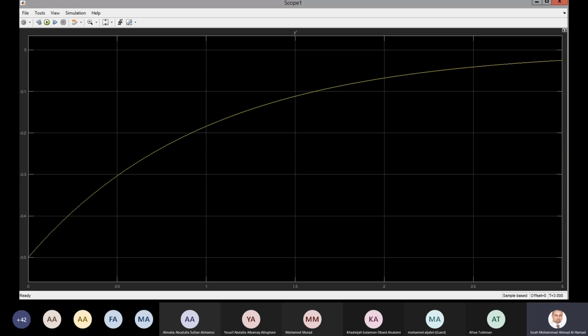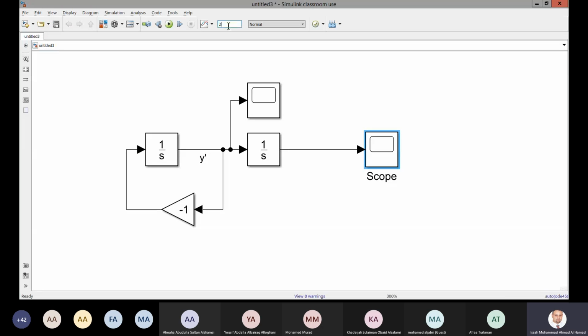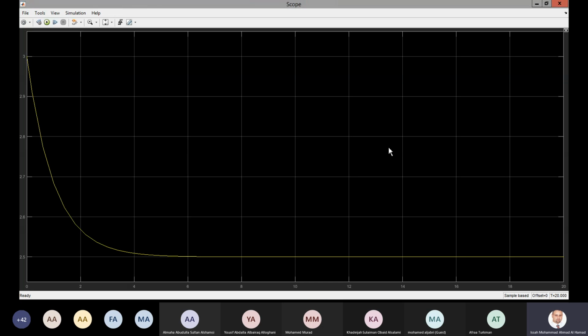Can you see the graph? Can you see my graph? Yes, Doctor. Okay, and the other scope can give you the value from 0 up to 3. So you can change or control the scope boundaries, the scope maximum and minimum values. Clear? Suppose you need it up to 20, you change it to 20 and press on run and you can see the solution from 0 to 20. Okay?